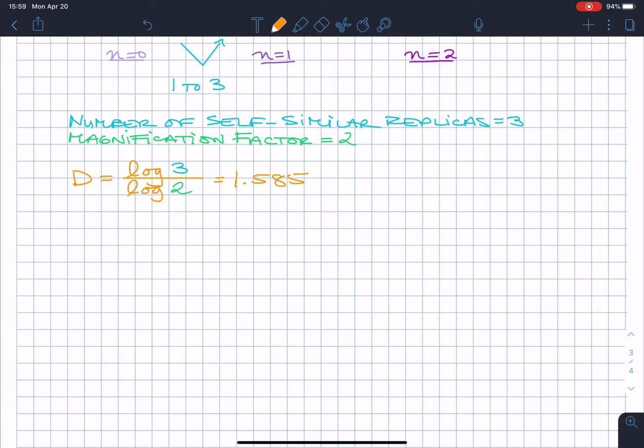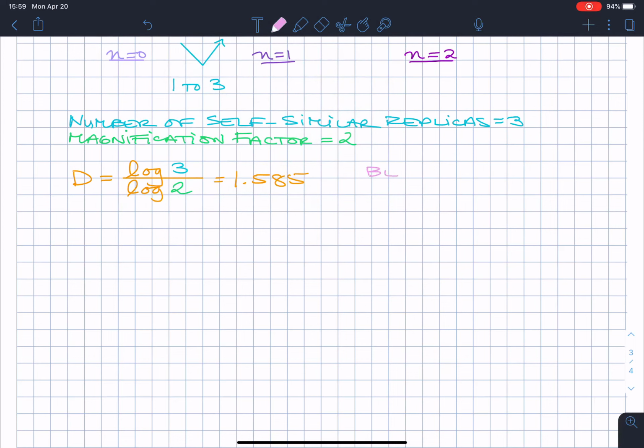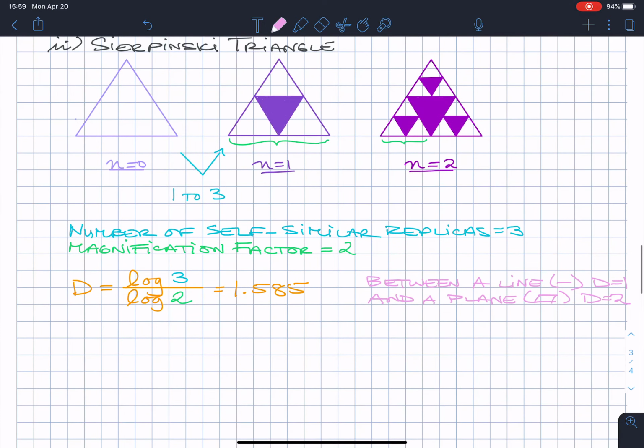Okay. And what I get when I put that in my calculator is 1.585. So that's between where? Well, between a line, which has dimension equals 1, and a plain piece of paper, which has dimension equals 2. So it's not quite planar, so it doesn't quite have area. It's in between the two dimensions, hence fractal.